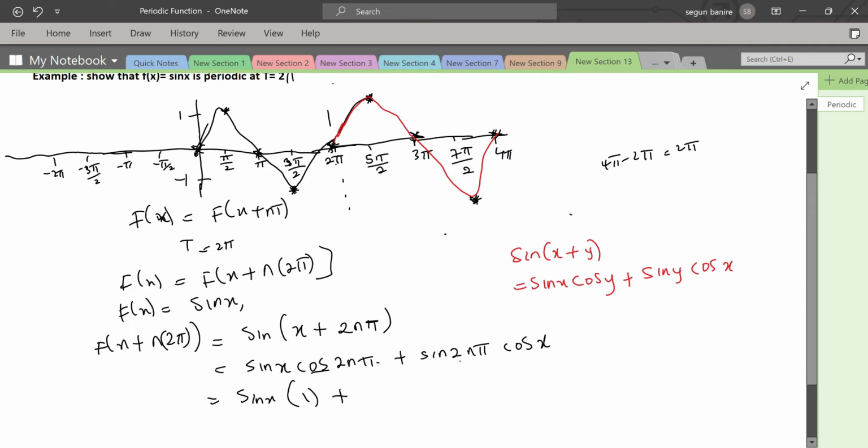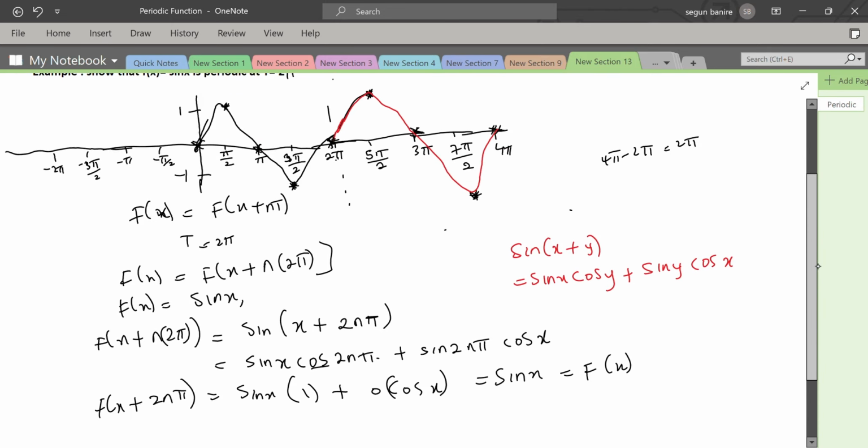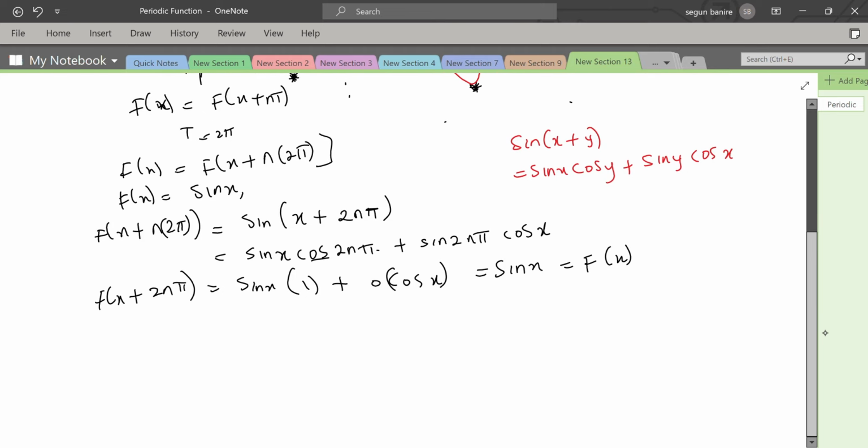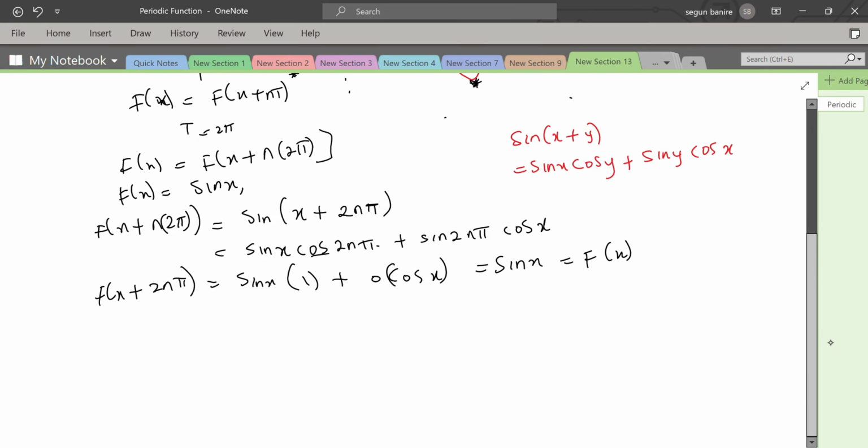Then sine 2n pi will always give us 0. You can see it. 2 pi is 0. If you go to 4 pi, it's still 0. So that one is 0 times cos x. So at the end of the day, we have sin x, and sin x is what? f of x. So we've shown that f of x plus 2n pi is the same thing as f of x. So that is to prove that sin x is periodic at 2 pi. Either you use the diagram or you show this working, but this is the formal way of showing it. The graph is just to visualize how it is periodic.